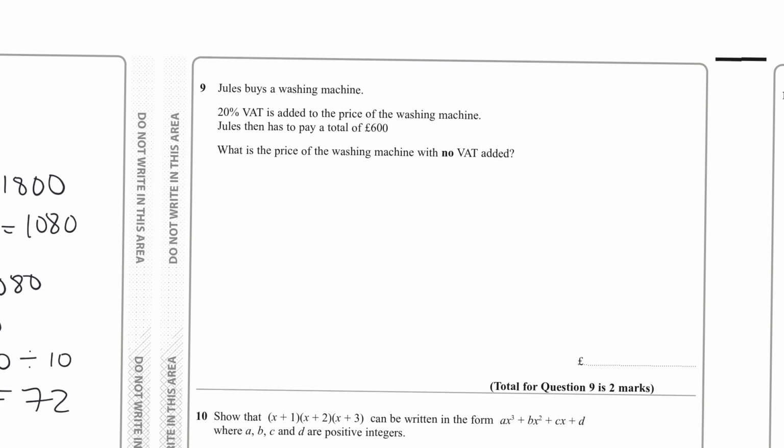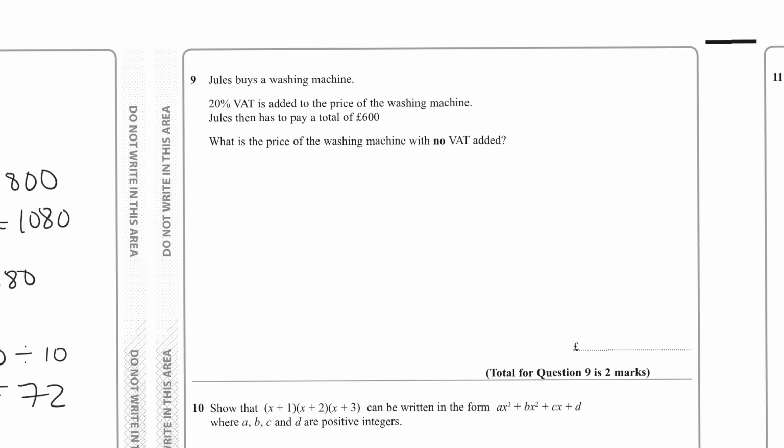Then here we've got Jules, who buys a washing machine. 20% VAT has been added to the price of the washing machine, making a total of £600. What is the price of the washing machine with no VAT? Where a lot of students go wrong with this is they'll work out 20% of 600 and take it away, but that is incorrect, because this 600 is the original price of the washing machine, which is 100%, plus 20% VAT. So essentially, this £600 is equal to 120%.